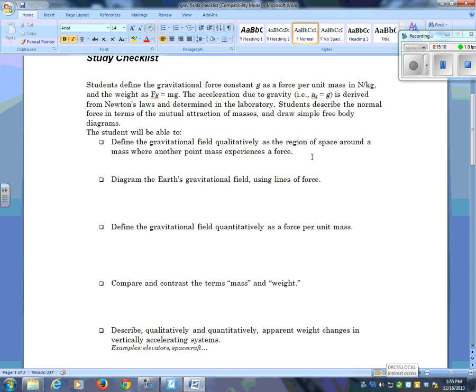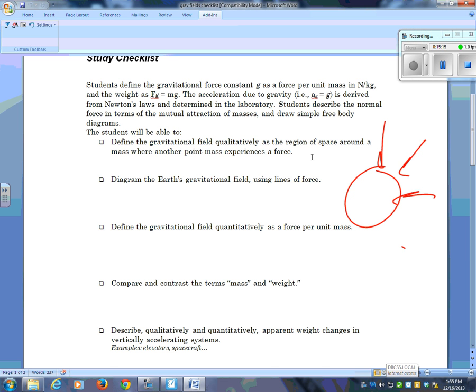You need to be able to diagram the Earth's gravitational field using lines of force. In other words, can you draw this picture? Ooh, that's a tough one. Did I draw a good circle? Thank you, Steve. You should also know that the gravitational field is stronger where the lines are closer together and weaker where it's further apart. And you should also have a general understanding of the inverse square law, which says that if you're twice as far, then the field strength is 1/4.